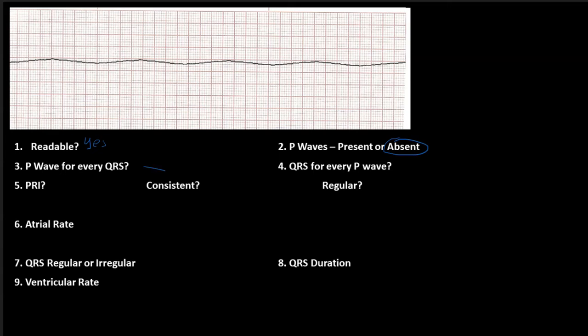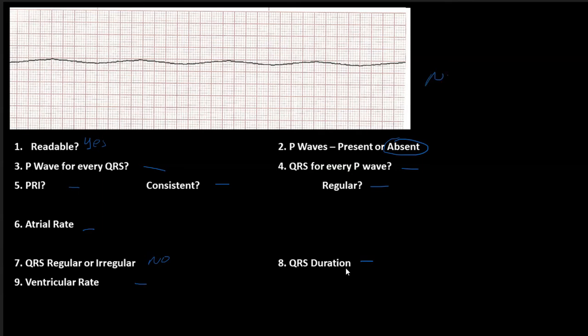So therefore, there can't be a P wave for every QRS. There can't be a QRS for every P. There is no PR interval. There's nothing consistent, and you can't see anything that is regular. So therefore, we do not have an atrial rate. Is there a QRS? There is no QRS, so therefore we cannot determine any of these other things.